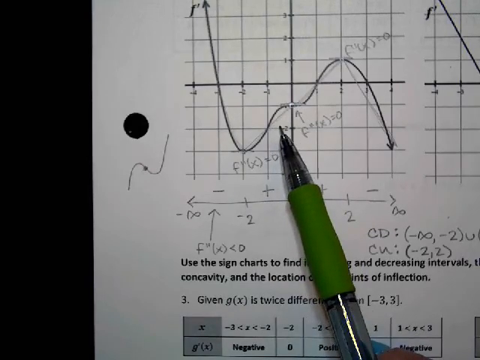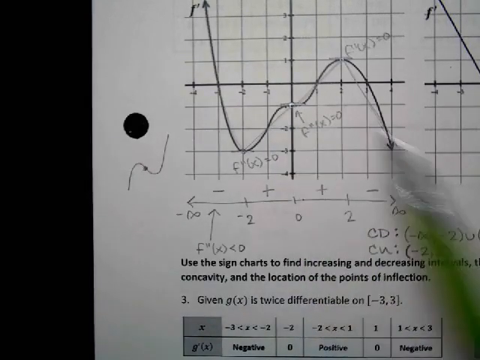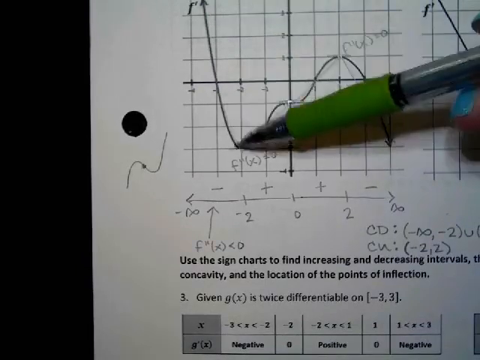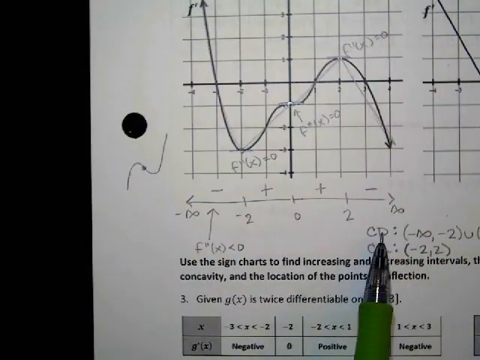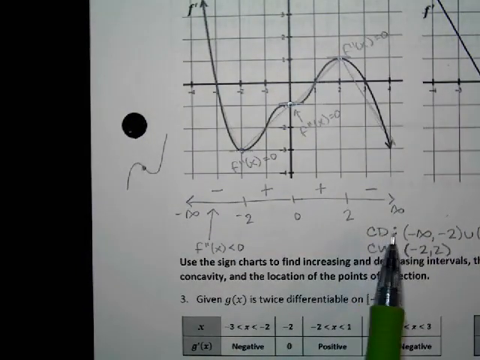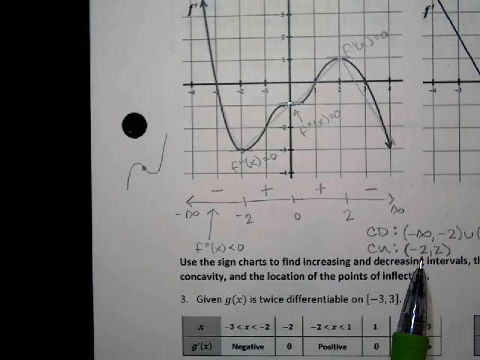Okay. So we're just saying a negative slant means that the original function is going to be concave down, but we don't even see the original function. We don't know what it looks like. We just know that right there it's going to be concave down. Does that make sense? Okay.